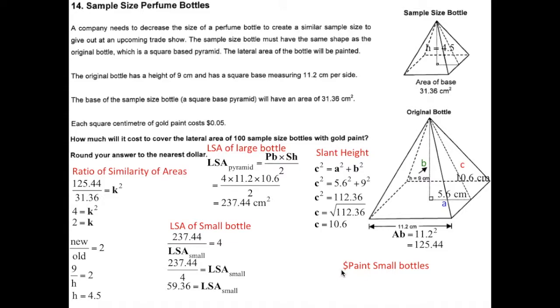So the cost of paint for the small bottles is 5 cents per centimeter squared. So I'm going to multiply the 59.36 times 5 cents. And there's 100 of them, so I'm going to multiply that by 100. So 59.36 times the $0.05 or 5 cents times 100 bottles is $296.80. Now we're being asked to round to the nearest dollar, so $297.